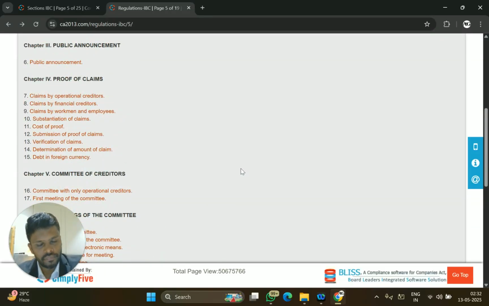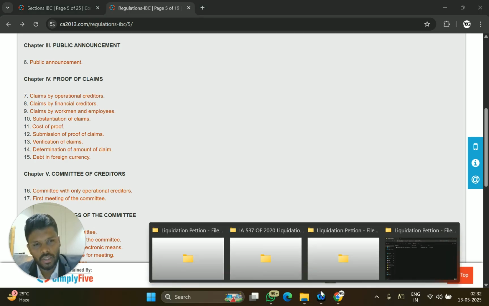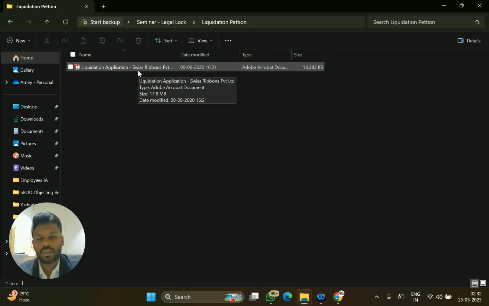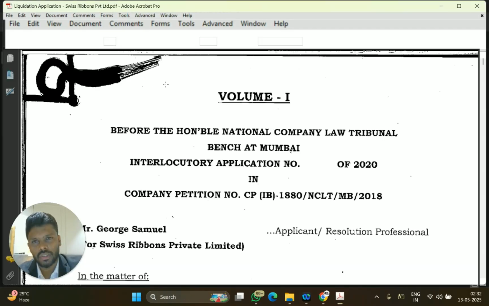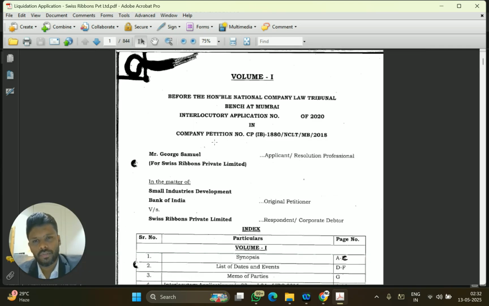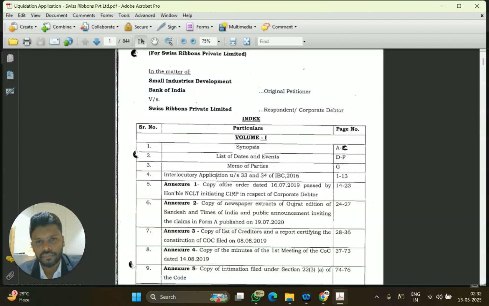Now coming back to the main topic, as to how do we draft the liquidation application. So for sample purposes, I have a liquidation application which is already drafted, and the liquidation was already initiated in respect of this company. You can check the NCLT website and find the liquidation approval order in respect of this company. This company's name is Swiss Ribbons. We represented the resolution professional of Swiss Ribbons, and we continue to represent the liquidator of Swiss Ribbons currently.